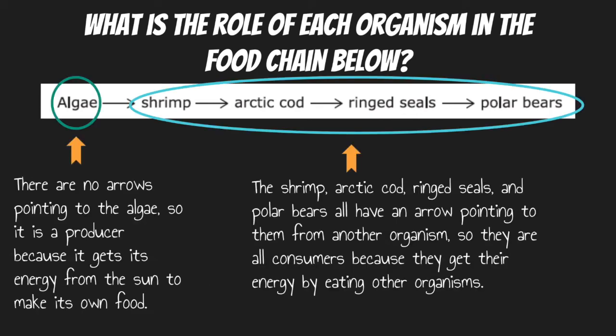So there are no arrows pointing to the algae. So it is a producer because it gets its energy from the sun to make its own food. The shrimp, Arctic cod, ring seals, and polar bears all have an arrow pointing to them from another organism. So they are all consumers because they get their energy by eating other organisms. But again, when we talk about role, we're talking about whether it's a producer, consumer, or decomposer.